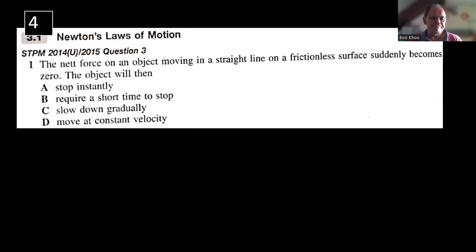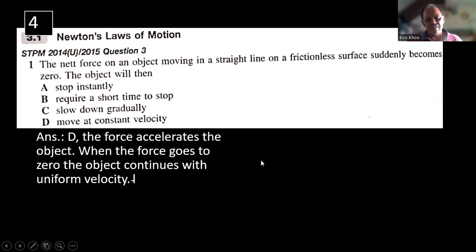Okay, let's do a past year paper question. Newton's law of motion. The net force on an object moving in a straight line on a frictionless surface suddenly becomes 0. The object will then, understand Newton's first law. No force acting, it is moving. What's the answer? It cannot stop moving. If it's moving, you continue to move. Require a short time to stop? No, there's no friction there. Slow down gradually? It doesn't slow down because there's no friction. Move with constant velocity. The answer is D. The force accelerates the object. When the force goes to 0, the object keeps moving. Remember, you continue to move with that velocity.